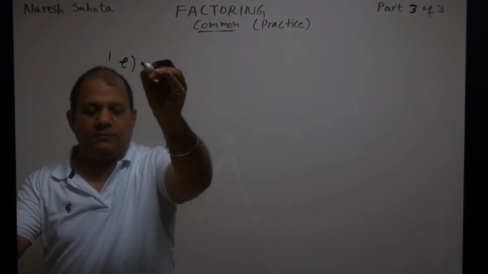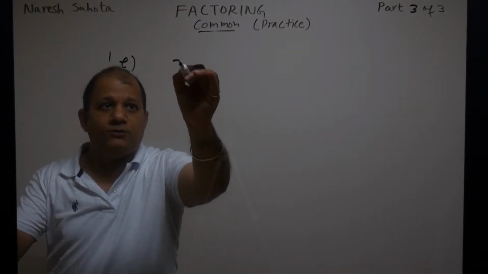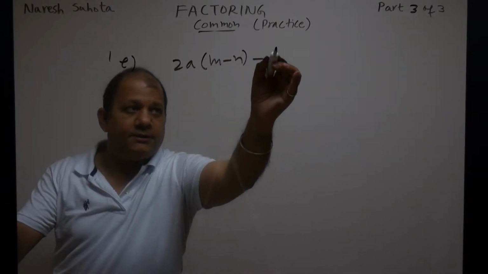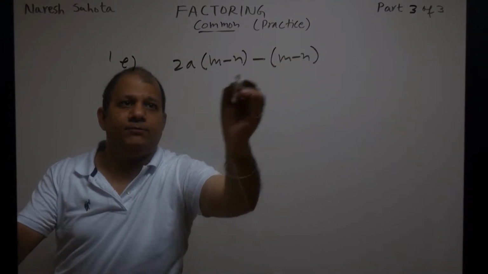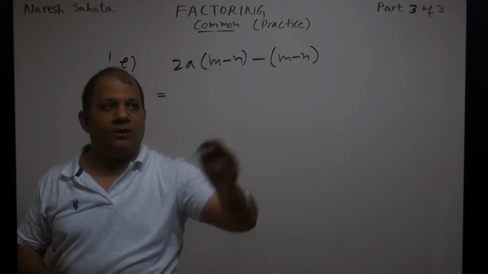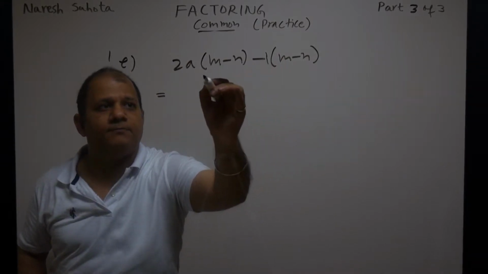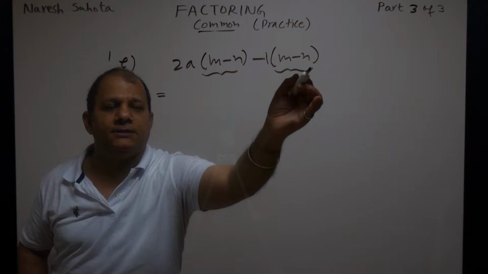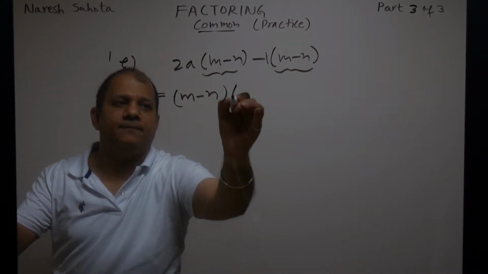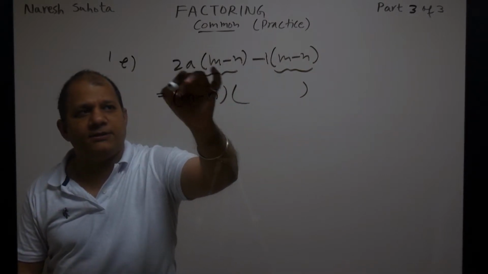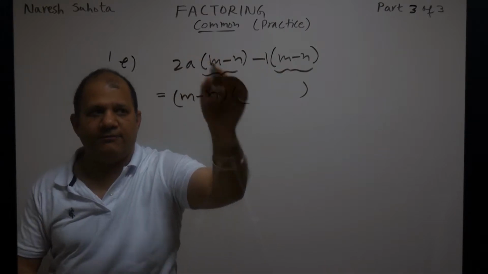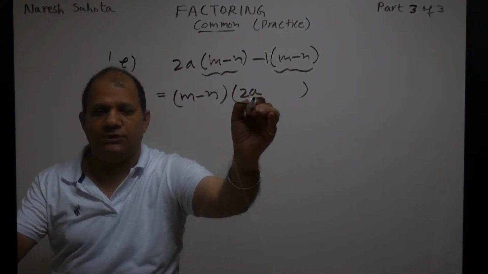So now we'll look at 1e. 2a times m minus n minus m minus n in brackets. Okay, so again, same thing here. Remember, we can put a factor of 1 here. So m minus n in brackets is common, so that's our common factor. From this, we pull out the factor m minus n. The remaining factor is 2a, so that is what goes in here.